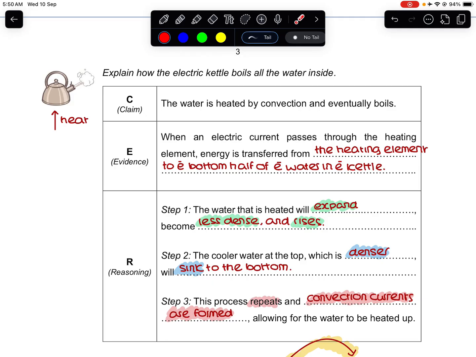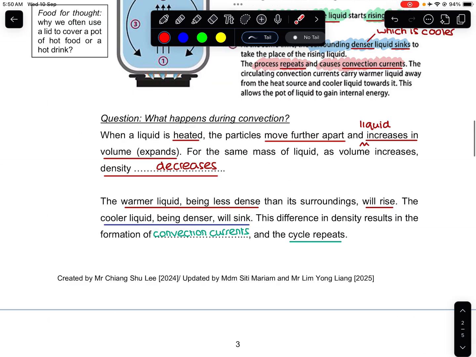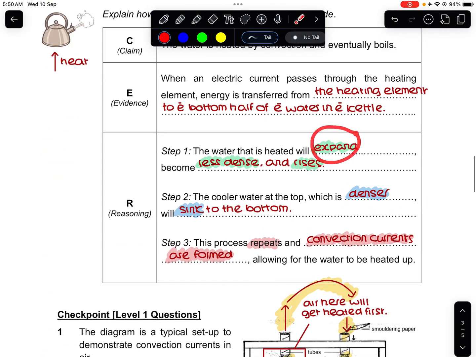Now let's take a look. We're going to adopt the three-step method to explain this. Step one, same thing. With water that is heated, I should see three keywords: it will expand, become less dense, and rise. In step two, I then need to explain what happens to the water at the top. The water at the top, which is cooler and denser, will sink. And in step three, I will not stop there and say that it just happens one time. The process repeats, and convection currents are formed.